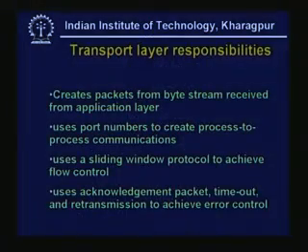The transport layer responsibilities, if you remember: they create packets from the byte stream received from the application layer, and in order to multiplex and demultiplex amongst various applications, they use port numbers to create process to process communication. TCP uses a sliding window protocol to achieve flow control, and uses acknowledgement packets, timeout and retransmission to achieve error control. So, unlike UDP, which is unreliable, this seeks to provide reliable communication, that means it is error free. It is a connection oriented protocol, as we will see, and it also has some kind of congestion control mechanism.